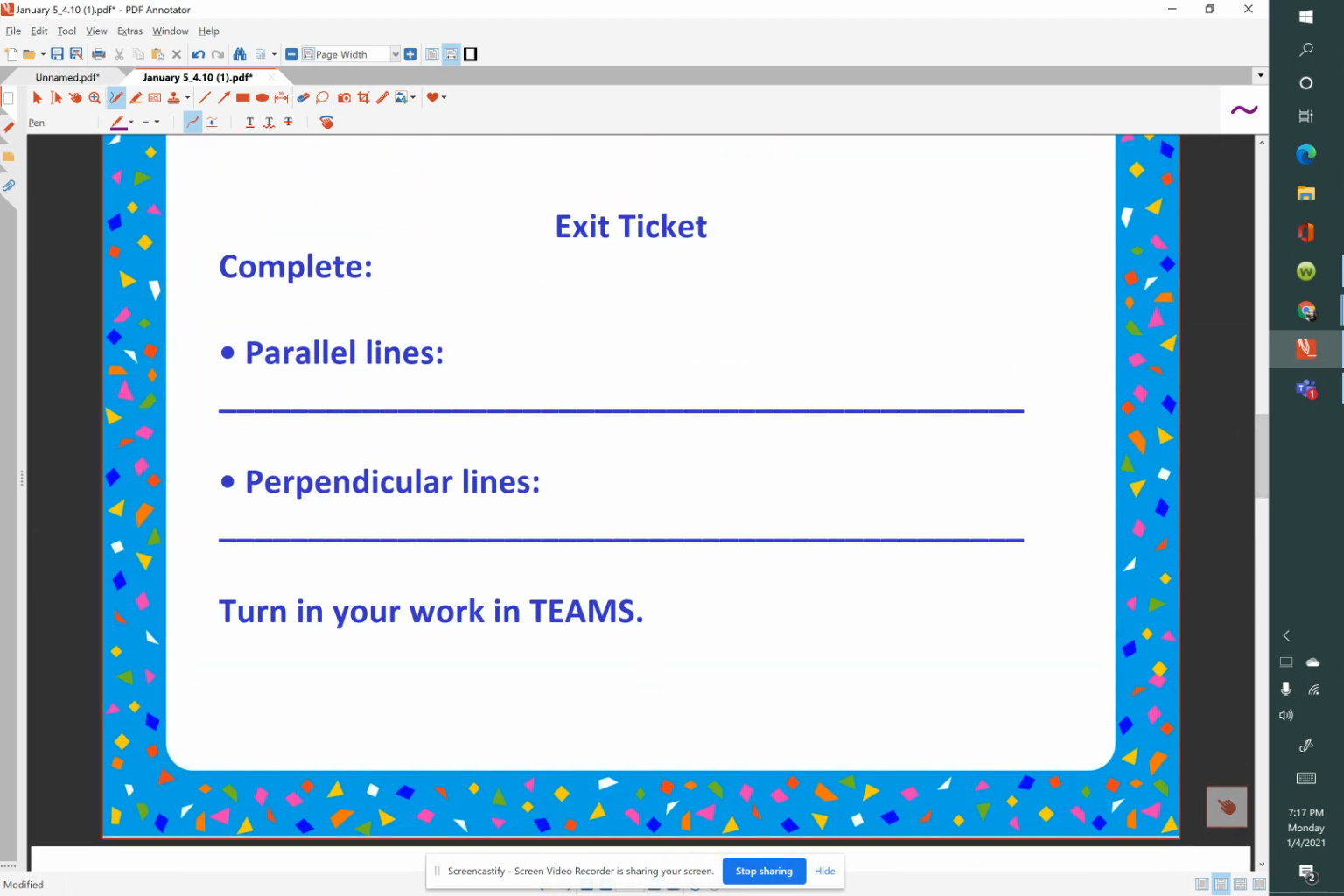So I just want you to remember, parallel lines have the same slope. Perpendicular lines have a negative reciprocal slope.